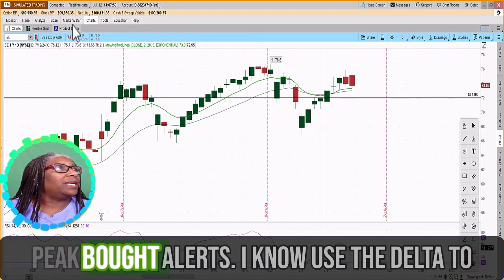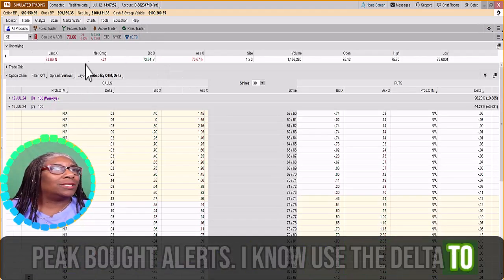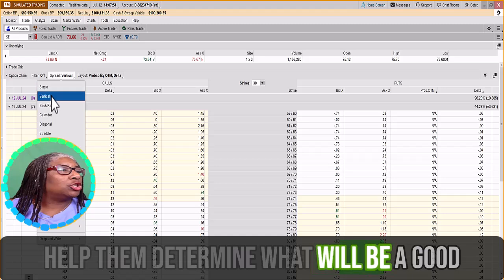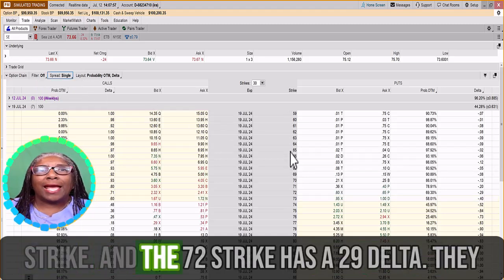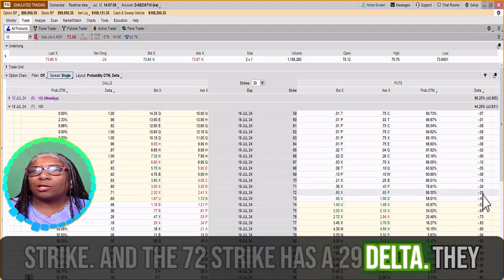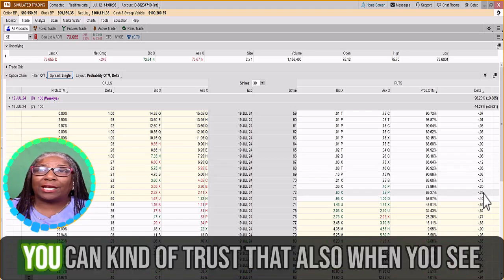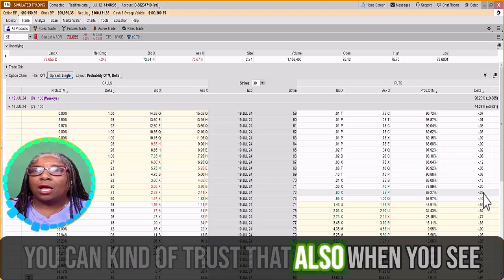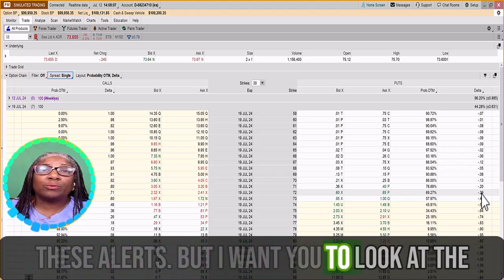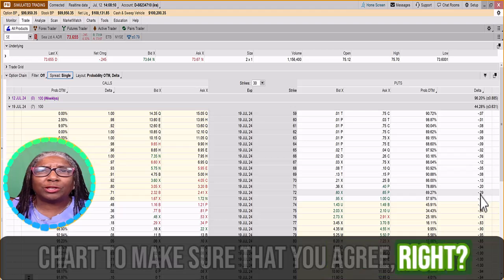The Peakbot alerts, I know, use the delta to help them determine what would be a good strike. And the 72 strike has a 29 delta. They get that first sell leg around the 30 delta. So you can kind of trust that also when you see these alerts, but I want you to look at the chart to make sure that you agree, right?